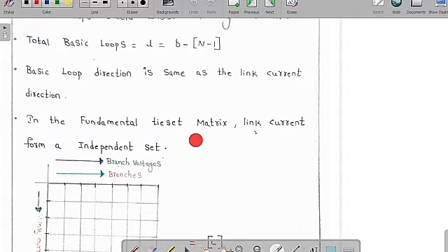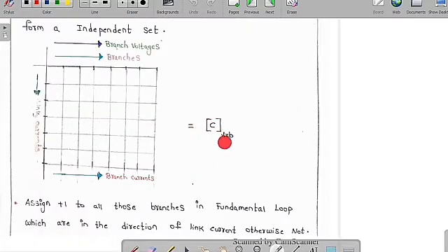Now we are going to learn why it forms an independent set. Here C is called the fundamental tie-set matrix. You can see clearly here that the number of rows is equal to the number of links. I am going to represent these rows as the link currents.